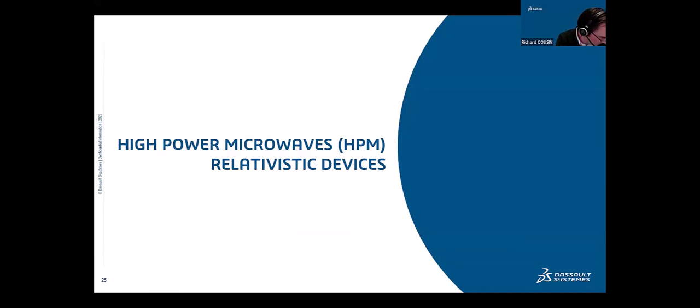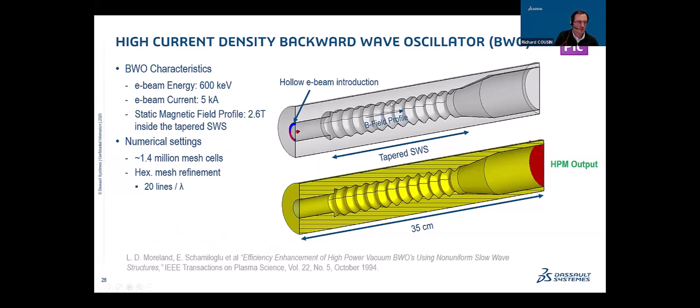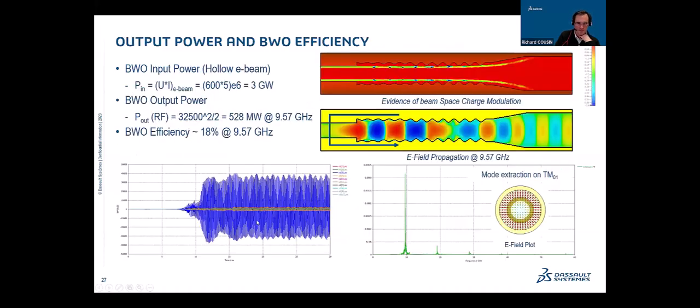Let's now continue and finish with high power microwaves. This is an example, which is a backward wave oscillator. You have here the dimensions of the backward wave oscillator, and this is the tapered slow wave structure that we considered. The beam energy is 600 keV with a maximum current introduced of 5 kiloamps. And then we have a static magnetic field, which is also applied along the tube. Here you also have the information about the numerical settings, and this has been reproduced from the paper that you have here.